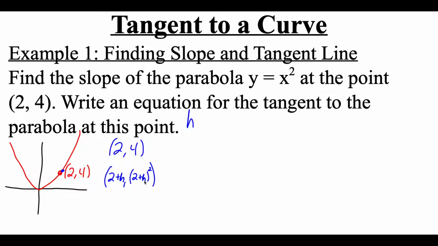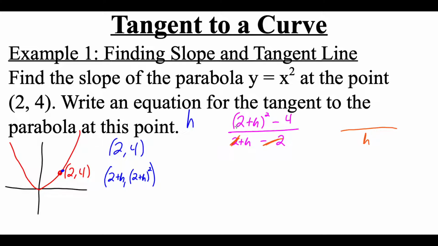If I take the second y value, that's going to be (2 plus h) squared minus the first y value, which is just 4. On the bottom, I want to take that second x value, 2 plus h, and subtract the first x value, which is just 2. I'm going to start on the denominator because there's some simplifying that's going to happen down there. I see this positive 2 at the beginning, and this minus 2 on the back end. Those cancel each other out, leaving us with just h in the denominator.